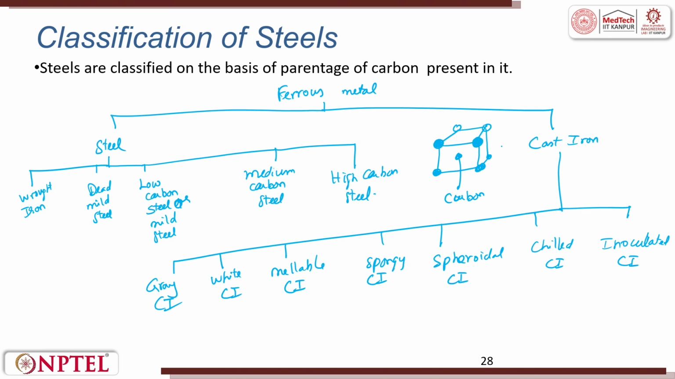Because of the property of carbon to diffuse into iron, it easily forms an alloy. If there are more carbon atoms, the movement of the lattice is restricted. The moment it is restricted, you get cast iron. If it is less, then you have some amount of ductility, so you will get steel. That is the difference.